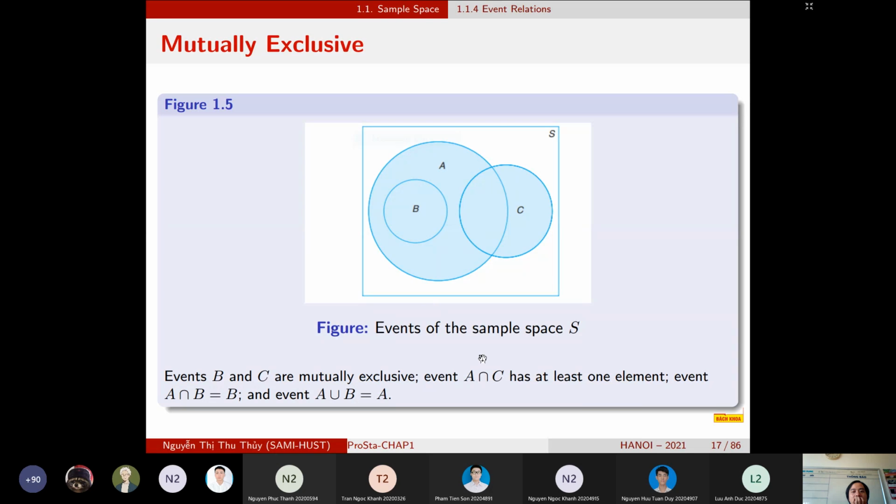Now, we can use a Venn diagram to show mutually exclusive events. In this case, which of the pairs are mutually exclusive and which are not? First A and B, then A and C, and B and C. Which pair is mutually exclusive here? Only B and C are mutually exclusive. Okay, thank you.